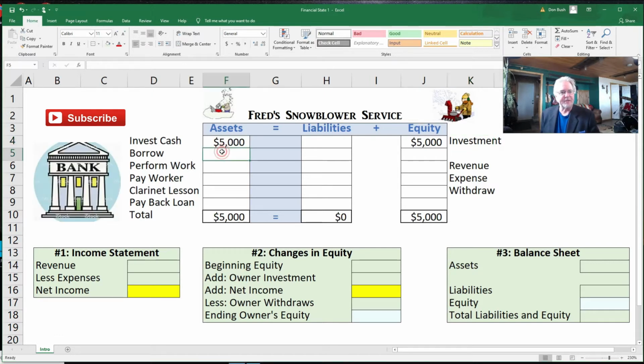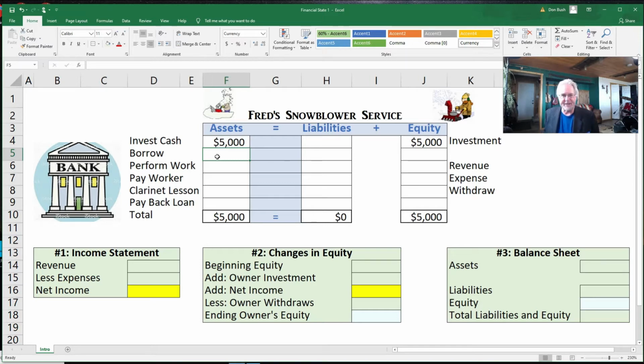Now next, Fred here has to go to the bank and get some more money because $5,000 isn't going to be enough money to start this business. So he goes to the bank and he borrows $20,000. So $20,000 are coming into the business, and Fred owes this money. He's going to have to pay it back. It's an obligation. So here we go. It's a liability.